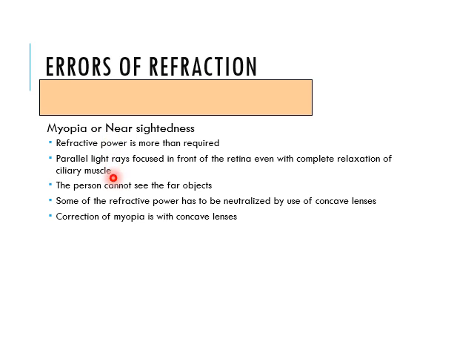So myopia, some characteristics of it: refractive power is more, and parallel rays of light are focused in front of the retina. A person cannot see far objects. Some of the refractive power has to be neutralized by concave lenses. We will see that now by a diagram, how we can correct this refractive power. So the correction of myopia is with concave lenses.